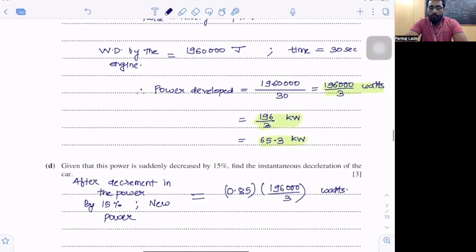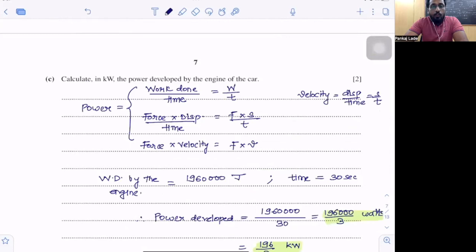Now you know the different formulas for power, right? Power is given by work done upon time. I'm not going to make use of work done, since the work energy principle is what I don't want to use. Then there is force into displacement upon time, but displacement upon time is velocity. Do we have the velocity of the car? I know that the car was moving with a constant velocity of 20 meters per second. So I have the velocity, so I can make use of this formula.